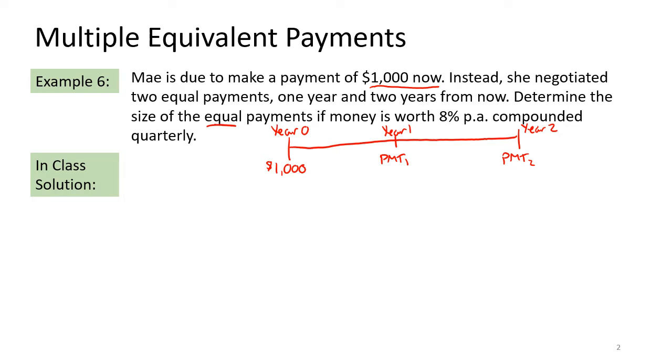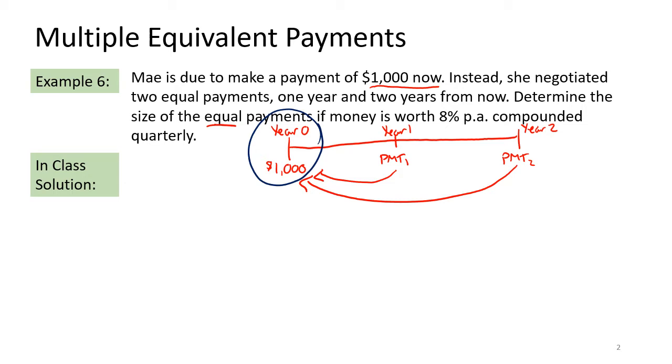But what you'll notice when we're looking at this question is that we have to have a focal date. Our focal date is that we know $1,000 now. We know that's how much she owes. So the focal date is year 0. We have to take these two payments that she would have to pay and discount them backwards in order to figure out what they need to be, because we have to pick a focal date so that our money is worth the same amount.